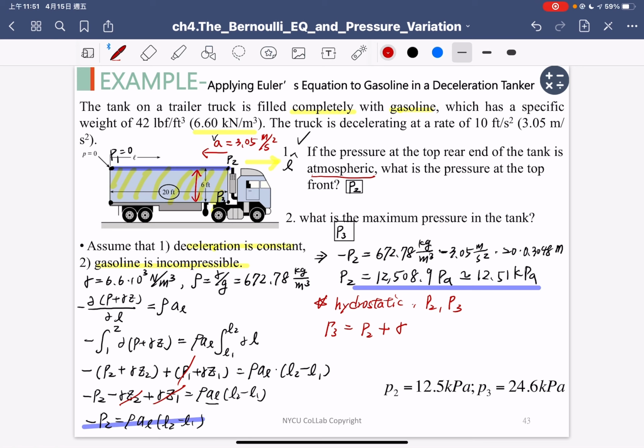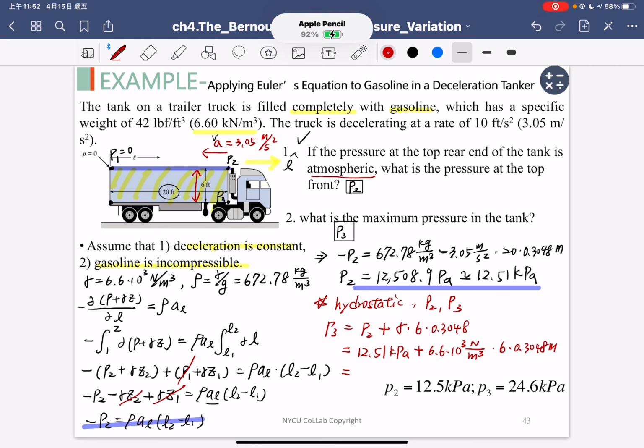The gasoline height is 6 ft, multiplied by 0.3048, so the unit here is meter. Okay, so I put all of the numbers inside the equation. We have 12.51 kPa plus gamma, which is 6.6 times 1,000 Newton per meter cubed, multiplied by 6 times 0.3048 meters, and you can compute the final answer.